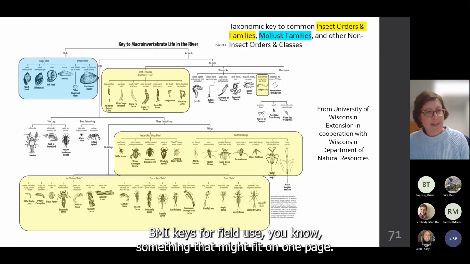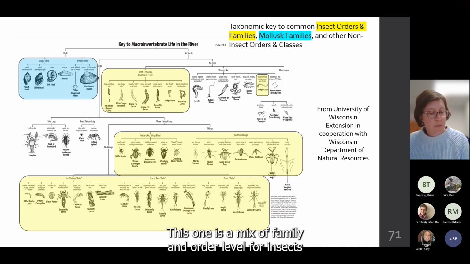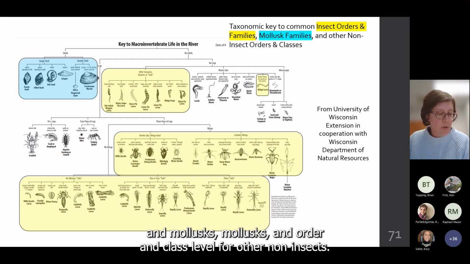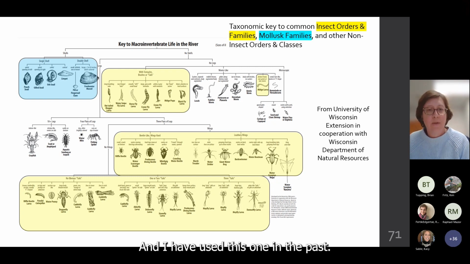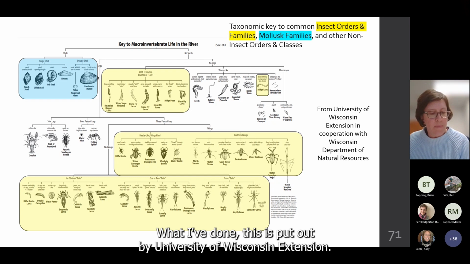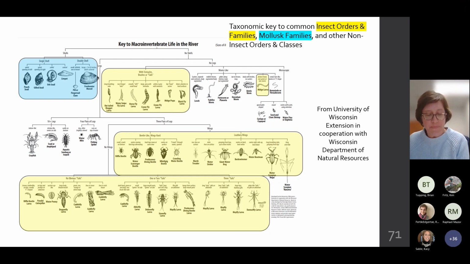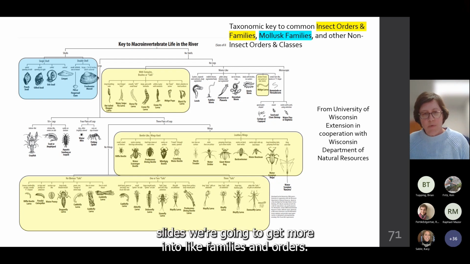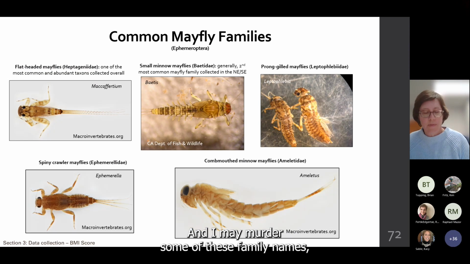And there are many BMI keys for field use, something that might fit on one page. This one is a mix of family and order level for insects and mollusks, and order and class level for other non-insects. And I have used this one in the past. This is put out by the University of Wisconsin Extension. In the next few slides, we're going to get more into families and orders, and I may murder some of these family names, but I'm going to try not to.